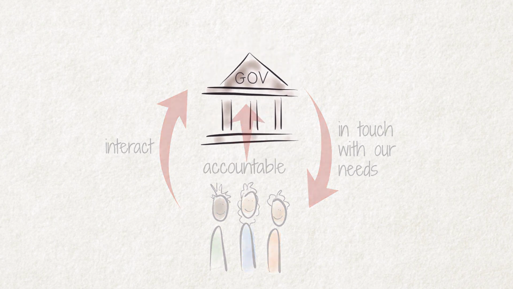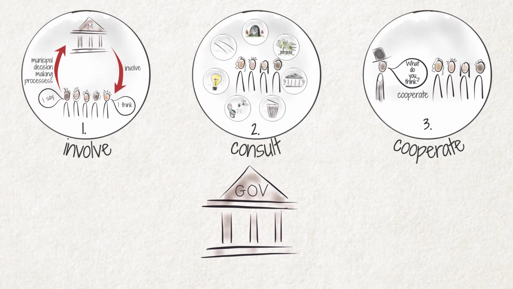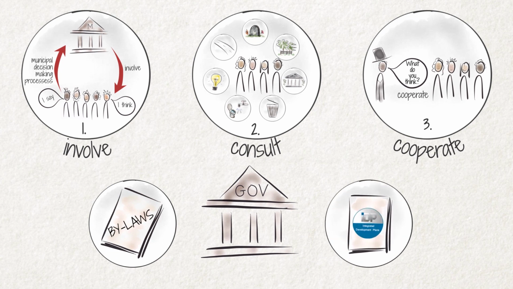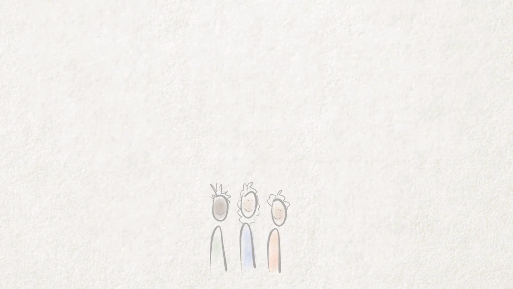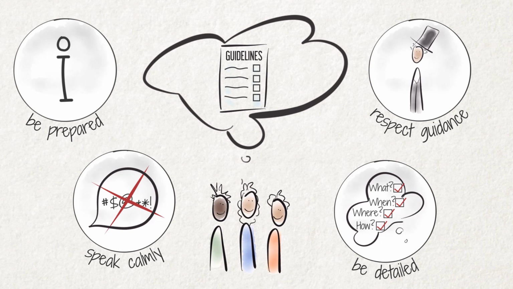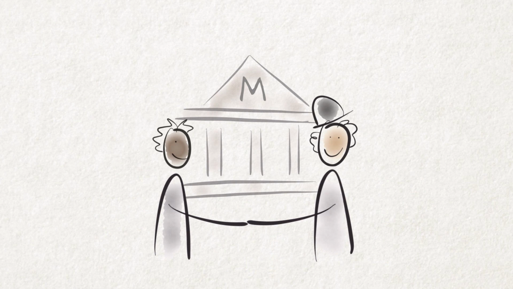Our Constitution and laws spell out what government has to do to facilitate public participation in important municipal decision-making processes, such as the drafting of bylaws or the IDP. In order to participate in municipal processes successfully, we need to conduct ourselves in an appropriate and constructive manner in public meetings. This will help us to develop good working relationships with our municipality.